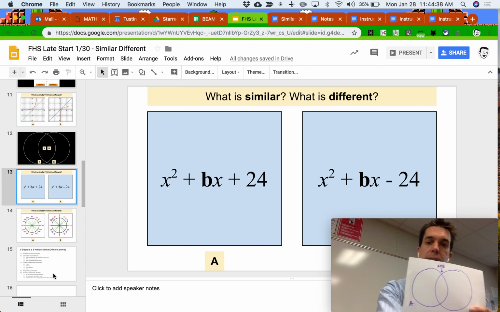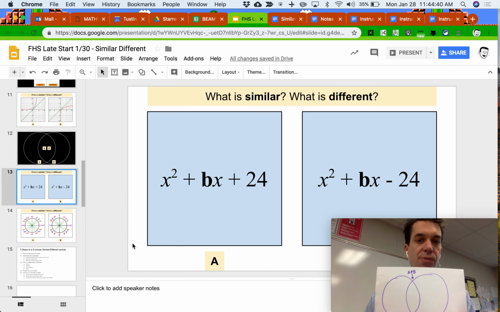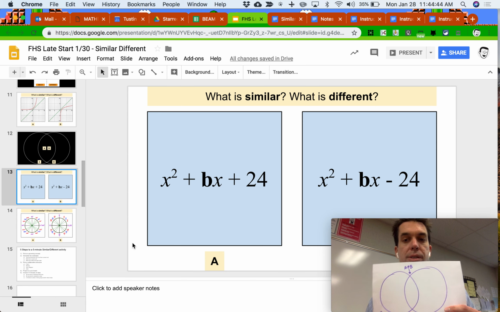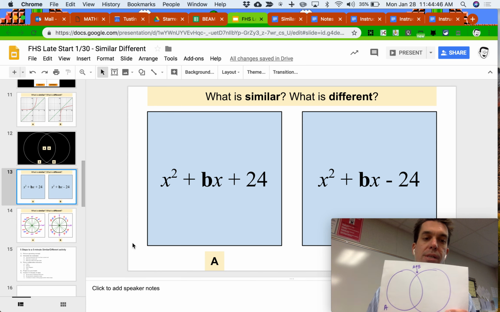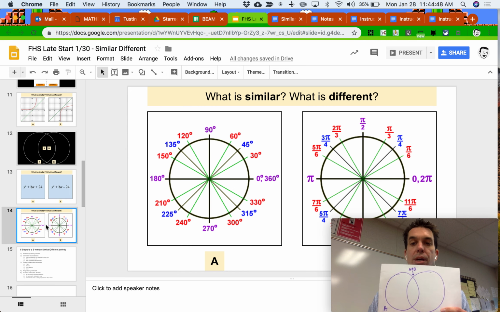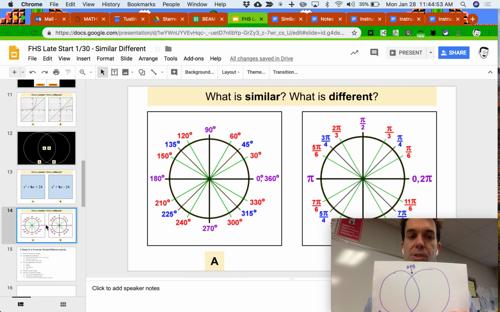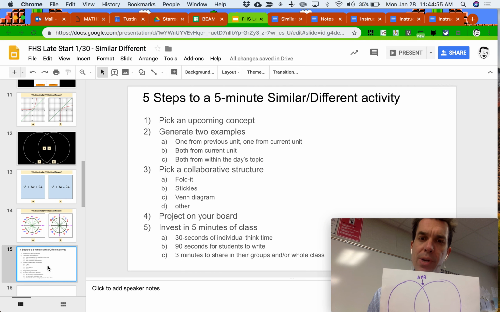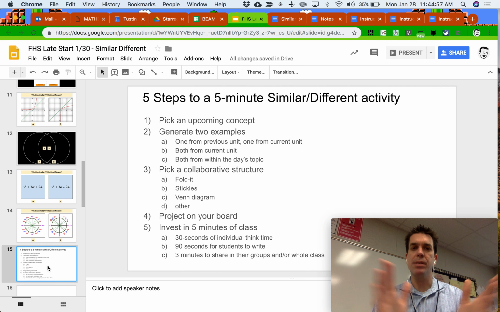So I hope that makes sense. So here's an example in terms of both are trinomials. Figure A has a positive c, figure B has a negative c, and so forth. Or maybe you want to try this Venn diagram with the unit circle and what's similar or different between the 2. So those are the 3 collaborative structures. Here are the 5 steps I promised you.